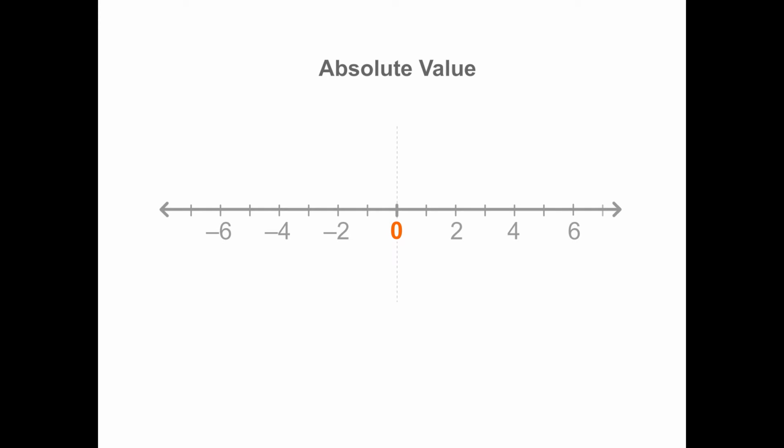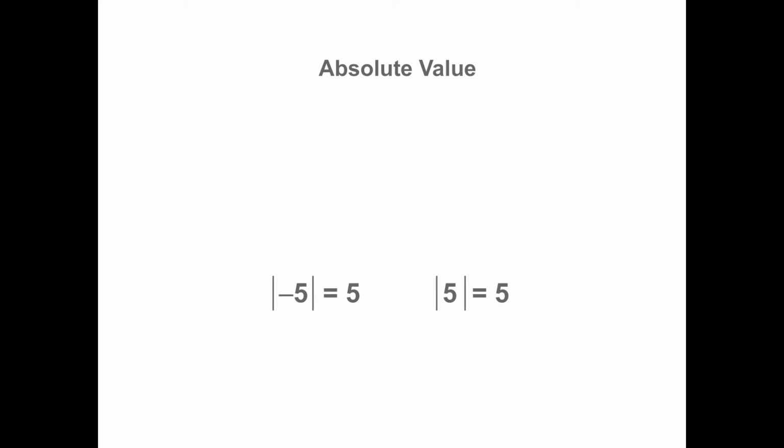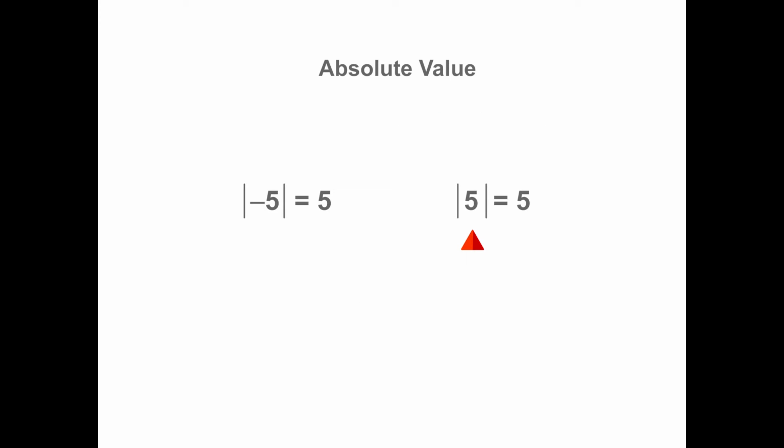The absolute value of positive 5 is 5 because it is 5 units from the origin. Likewise, the absolute value of negative 5 is also 5, as it is 5 units from the origin. Since distance is always a positive value, the absolute value of any number is always positive. The absolute value of 5 and the absolute value of negative 5 are both 5.